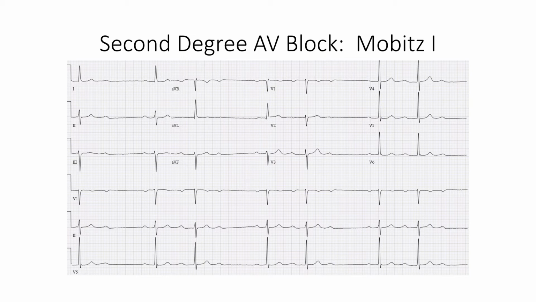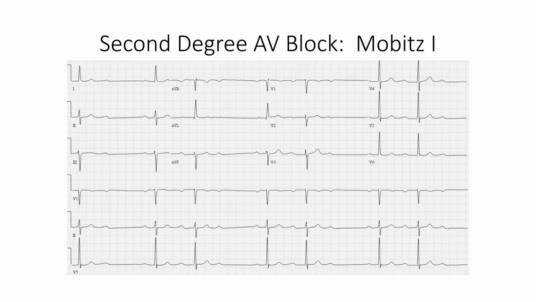And within second degree AV block, there are two primary types. Mobitz 1, which is more benign, and Mobitz 2, which is more severe. This ECG is an example of Mobitz 1 type block. On a general survey of the ECG here, you can see that there are some unexpectedly dropped QRS waves that occur on the left and to the right of the ECG.